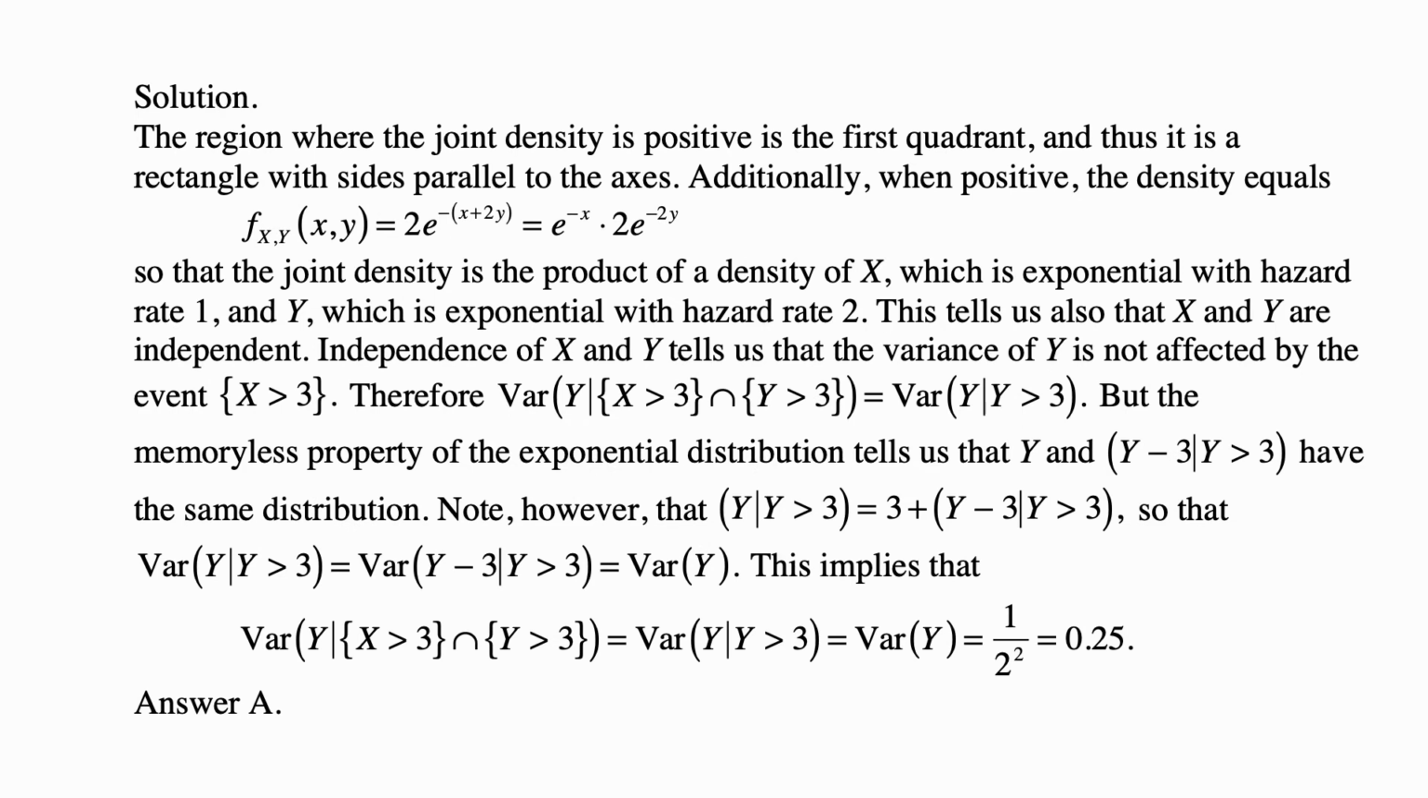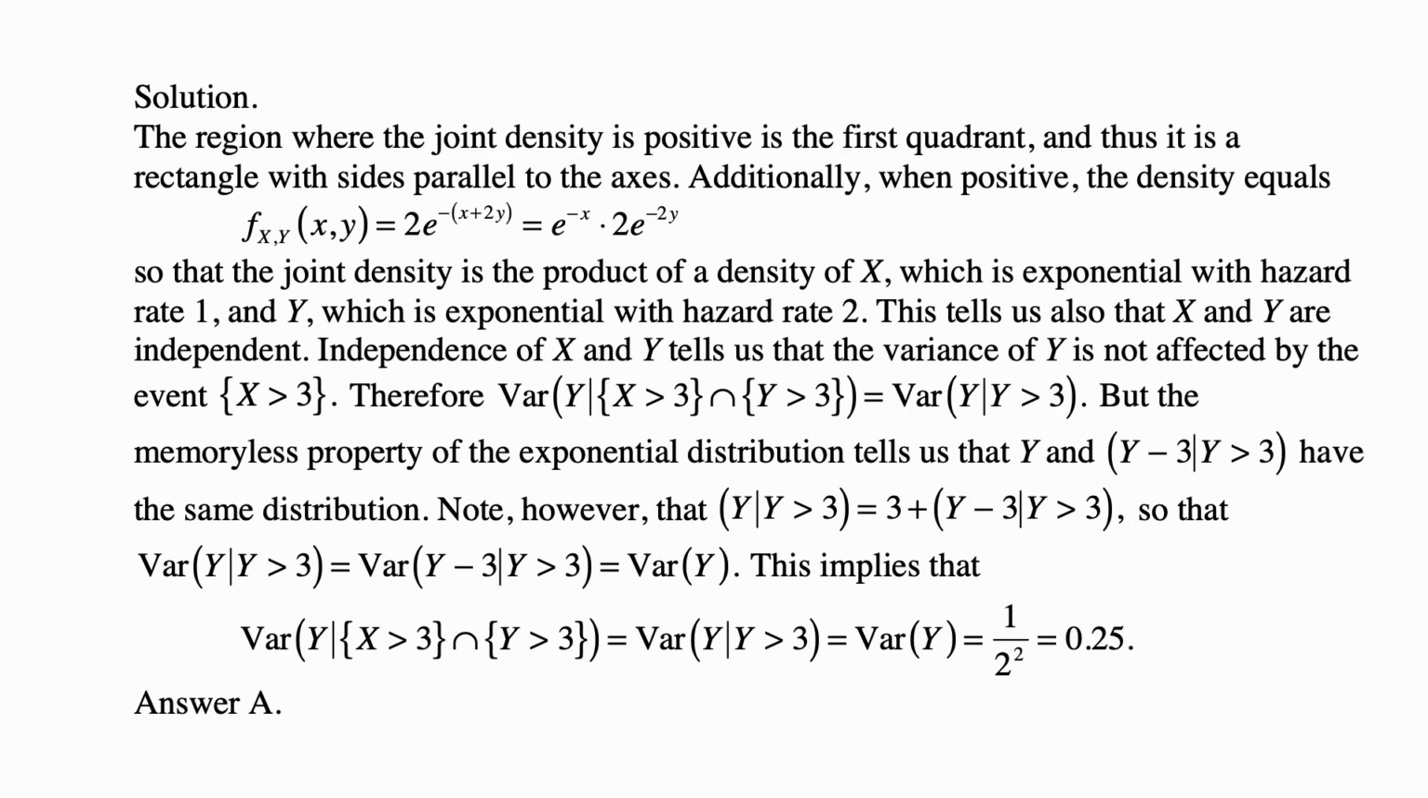And here's the solution. The region where the joint density is positive is the first quadrant, so it is of the form of a rectangle with sides parallel to the axis. Additionally, when positive, the density equals 2 times e to the minus (x plus 2y), and that's equal to e to the minus x times 2 times e to the minus 2y, so that the joint density is the product of a density of x, which is exponential with hazard rate 1, and y, which is exponential with hazard rate 2, on a rectangle with sides parallel to the axis.